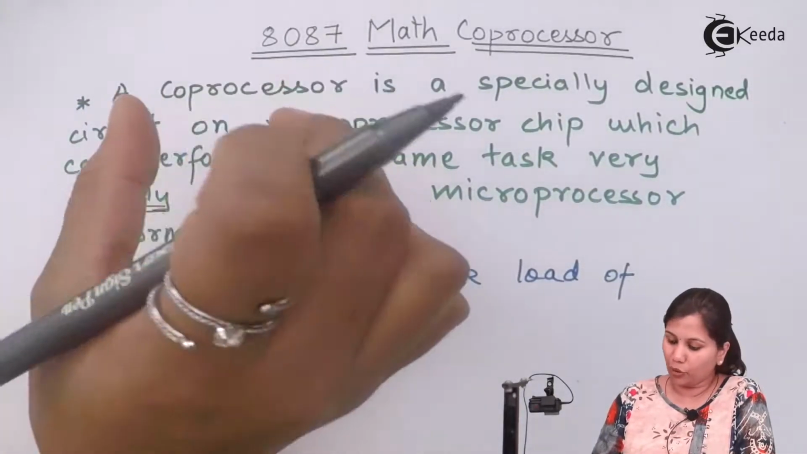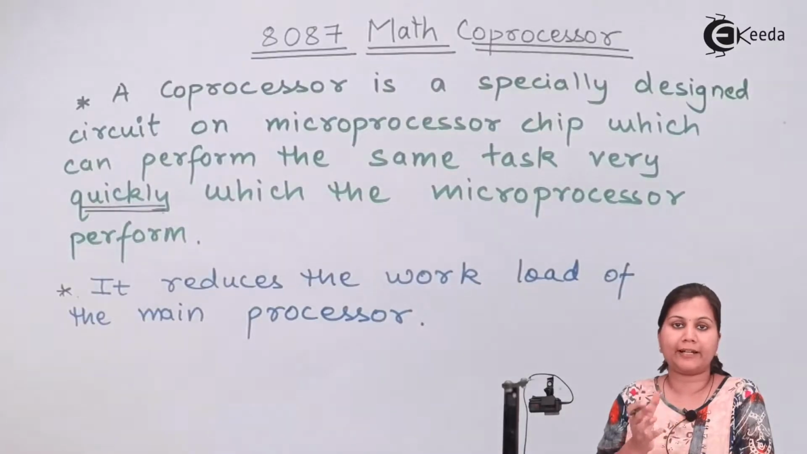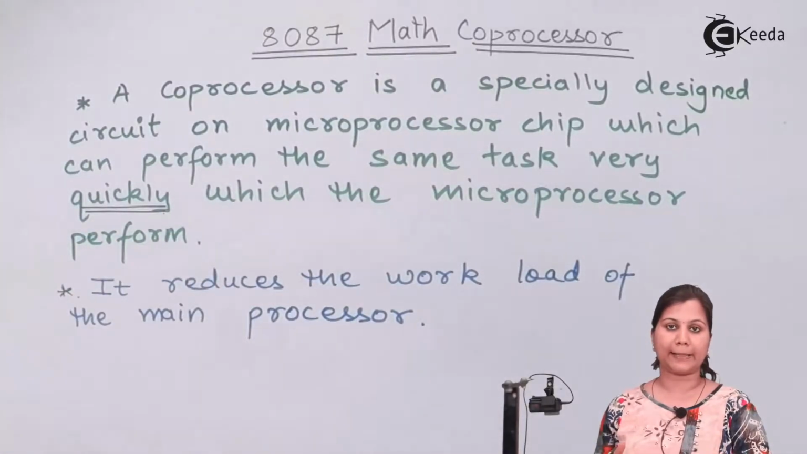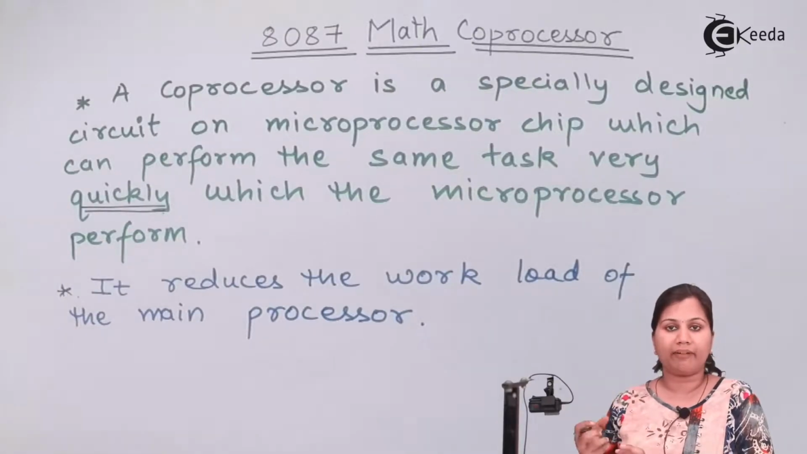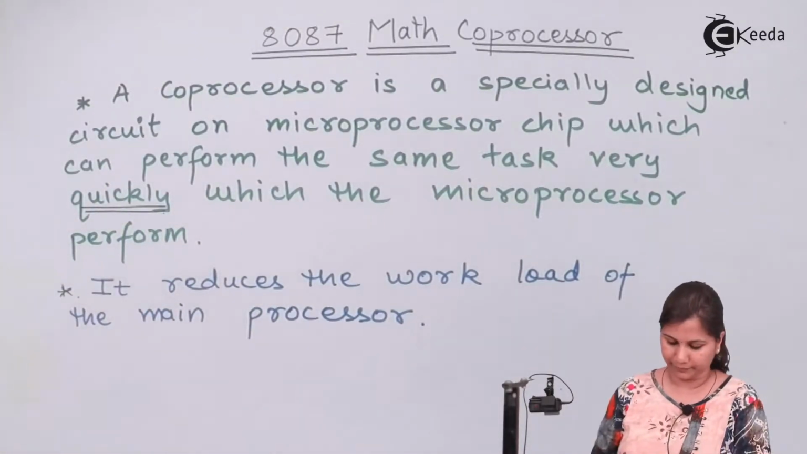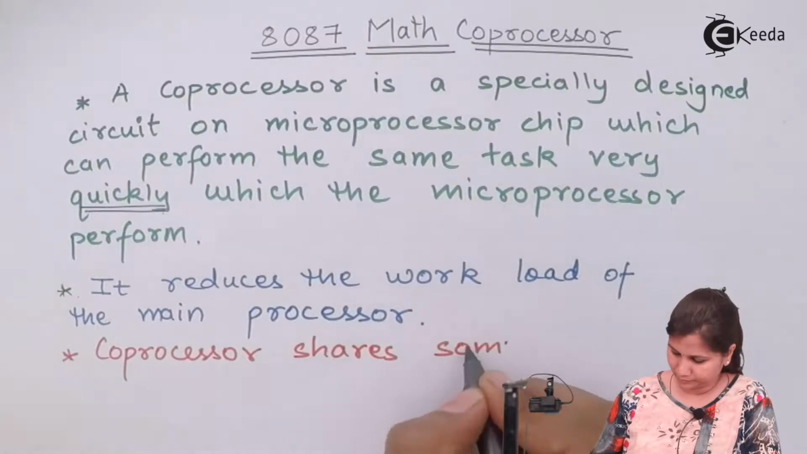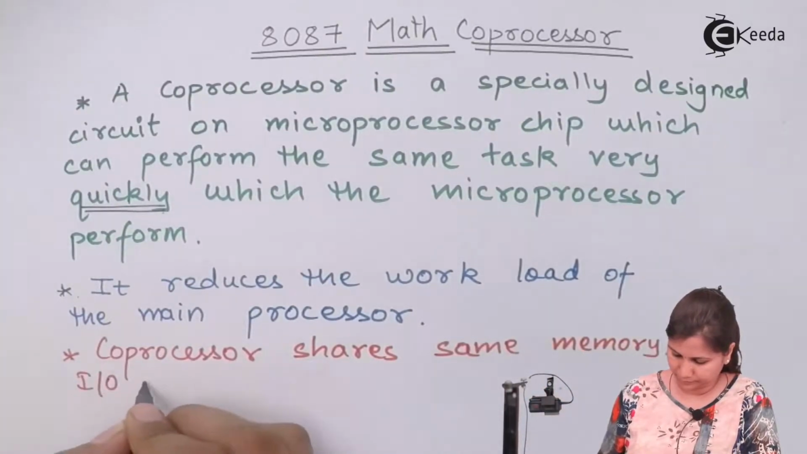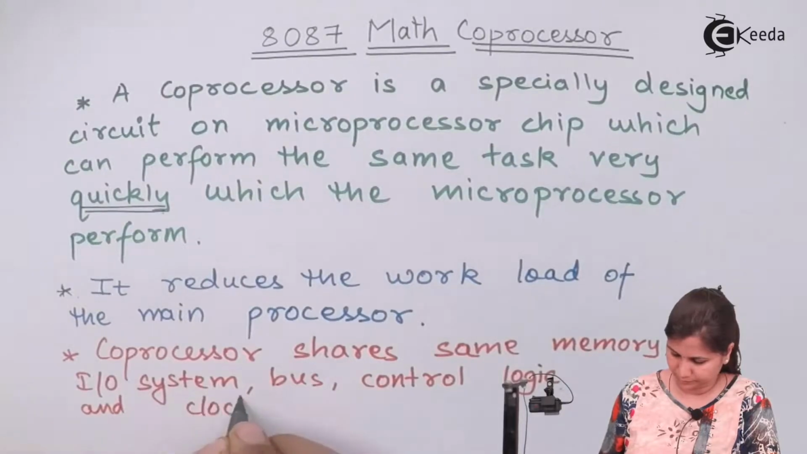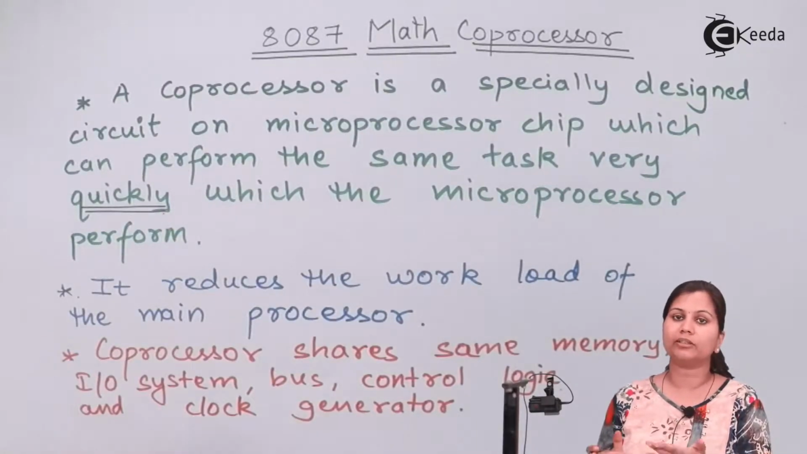Now as I have said, the coprocessor is a specially designed circuit on the microprocessor chip. So on the microprocessor chip itself, the coprocessor is present. The coprocessor is going to share the same memory, the same bus, the input output ports. All the main components of the microprocessor will be shared by the coprocessor also.